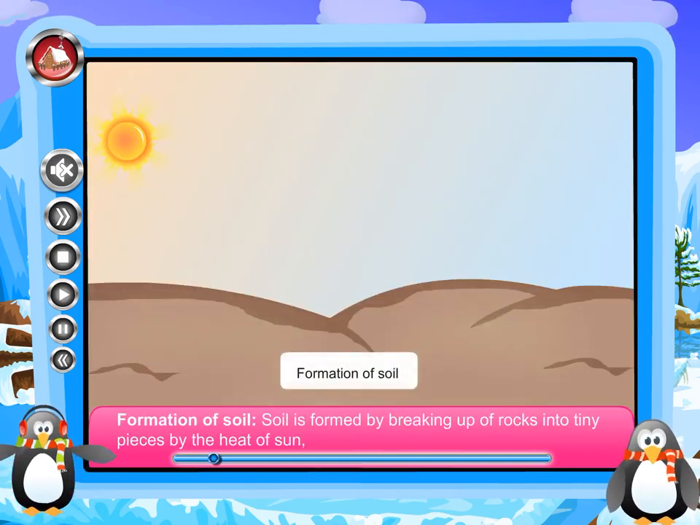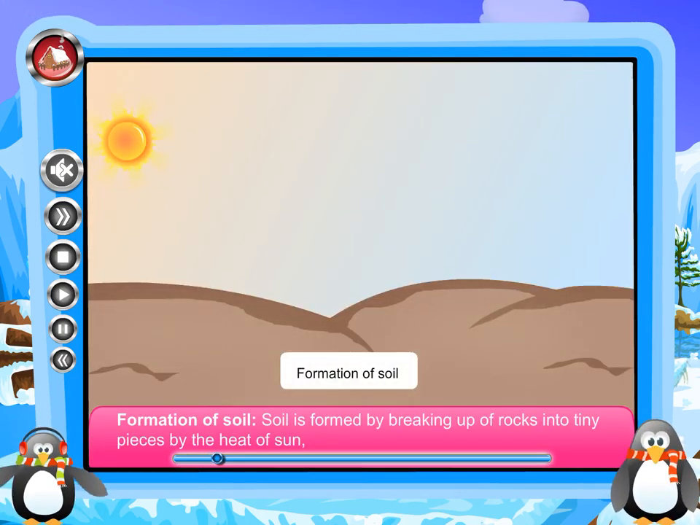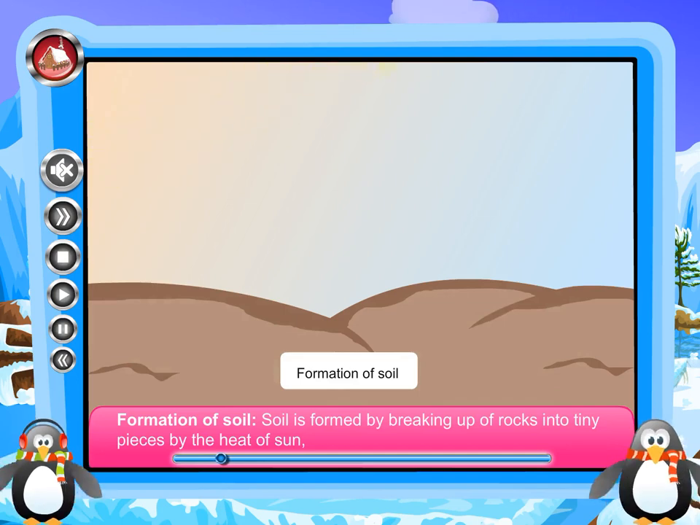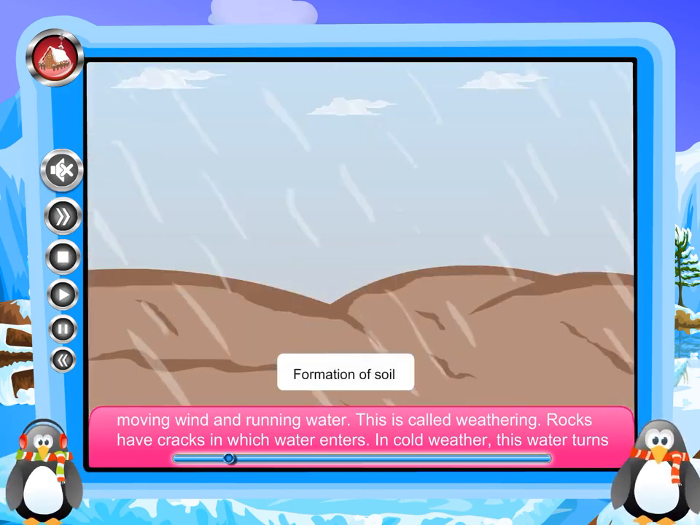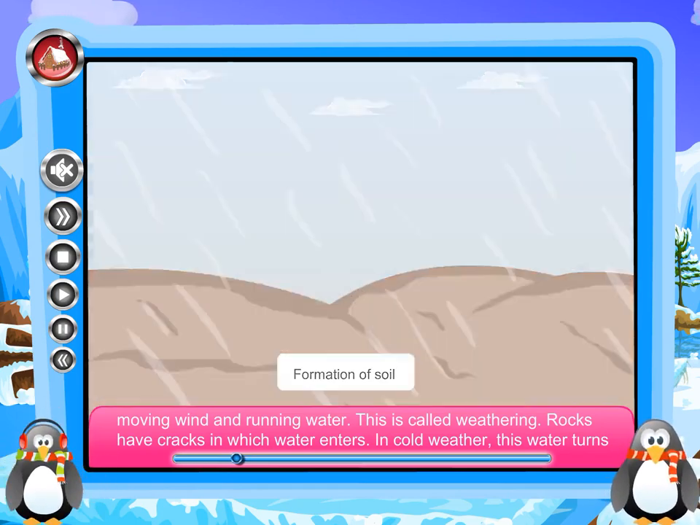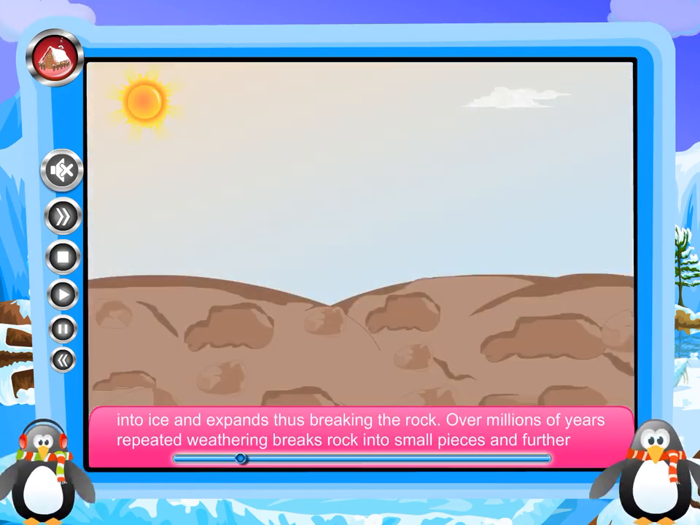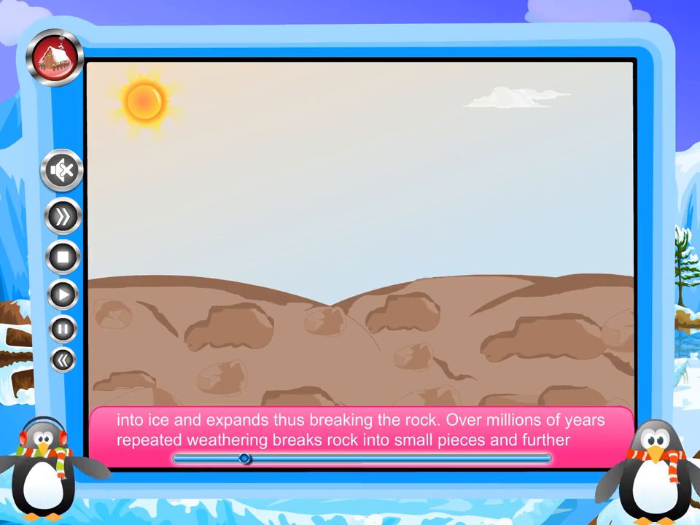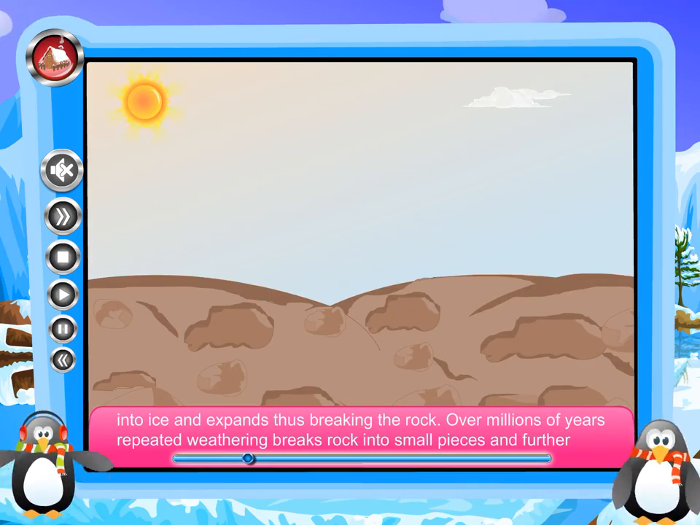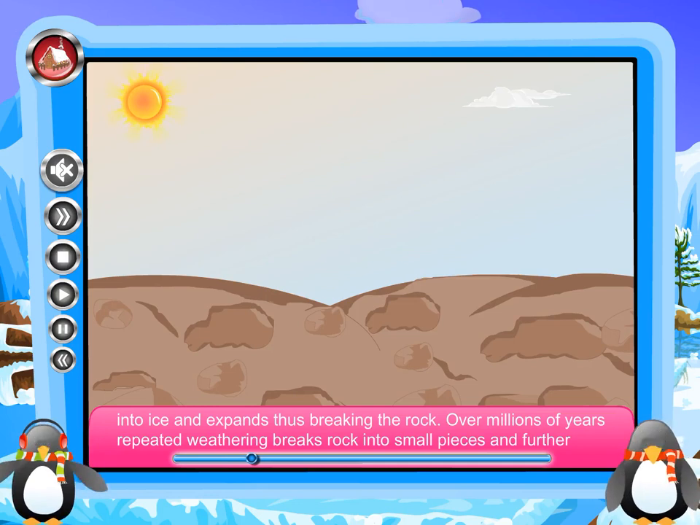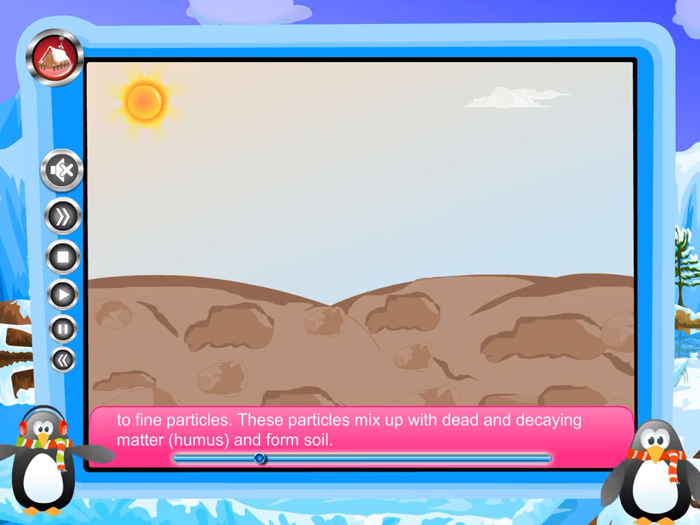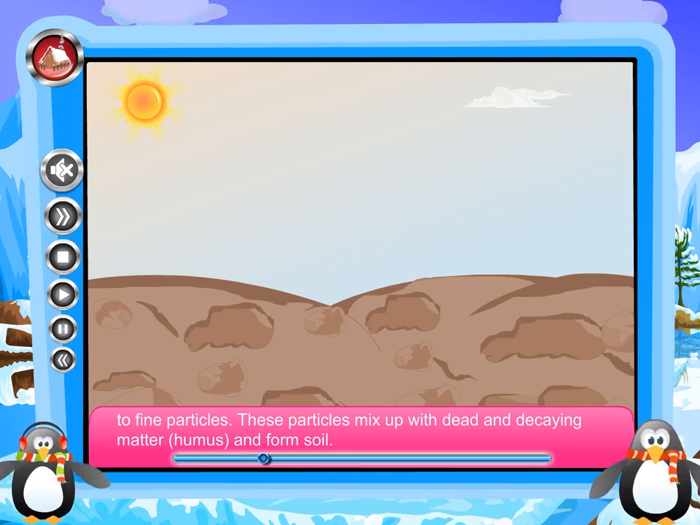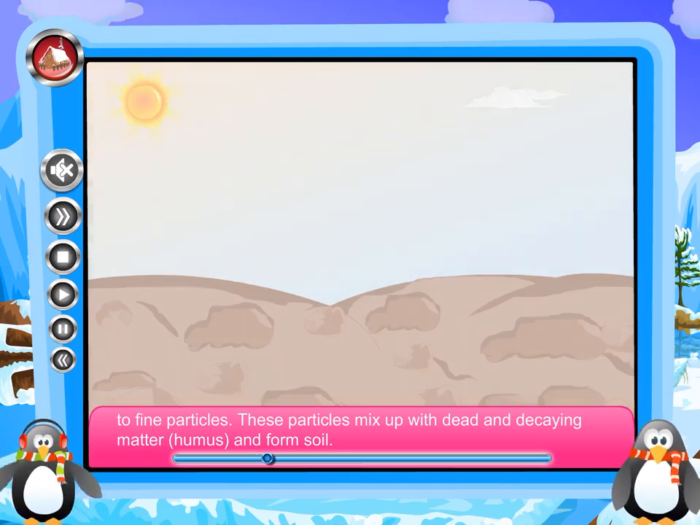Formation of soil. Soil is formed by breaking up of rocks into tiny pieces by the heat of sun, moving wind and running water. This is called weathering. Rocks have cracks in which water enters. In cold weather, this water turns into ice and expands, thus breaking the rock. Over millions of years, repeated weathering breaks rock into small pieces and further to fine particles. These particles mix up with dead and decaying matter, humus, and form soil.